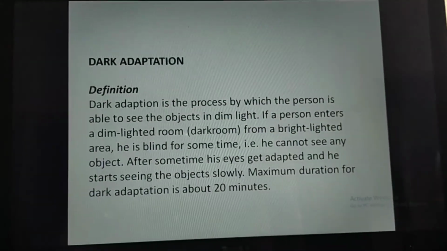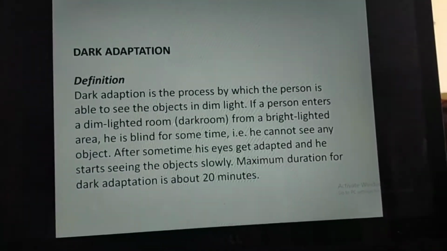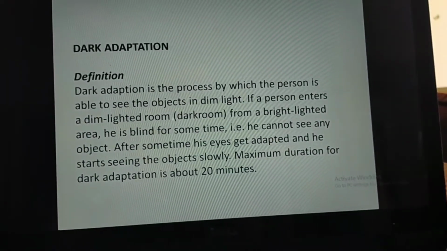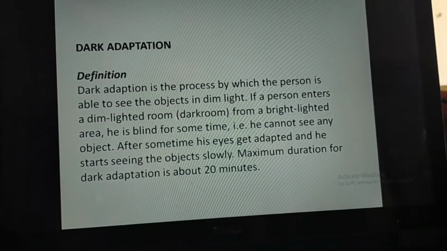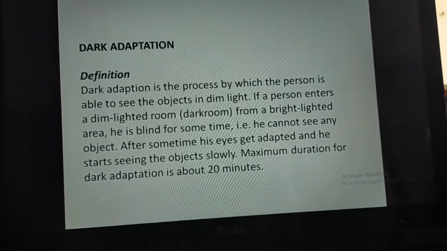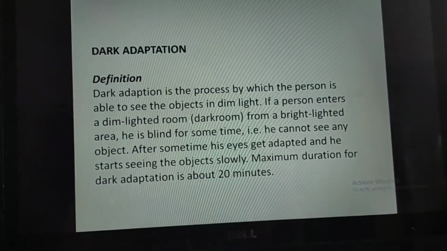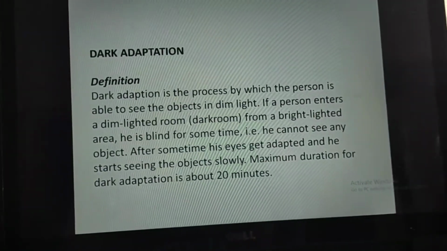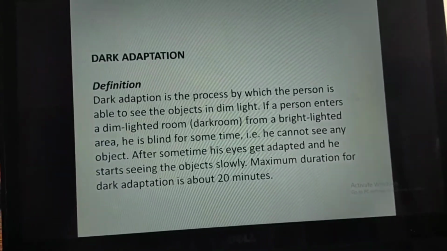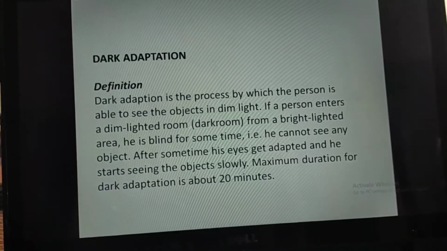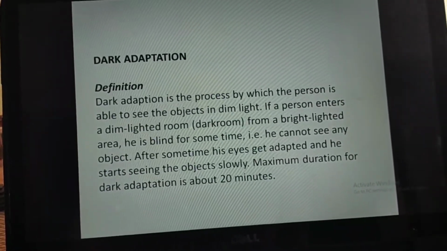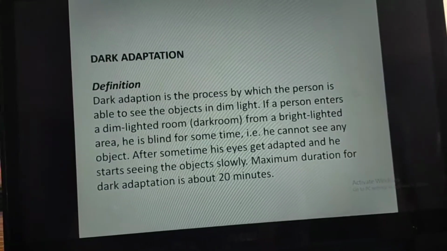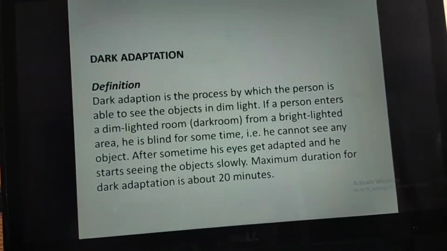Now there is a term called dark adaptation. We'll see the definition of that. Dark adaptation is the process by which a person is able to see objects in dim light. If a person enters a dimly lit room or a dark room from a brightly lit area, he is blind for some time. He cannot see any object. After some time, his eyes get adapted and he starts seeing objects slowly. The maximum duration of dark adaptation is about 20 minutes.